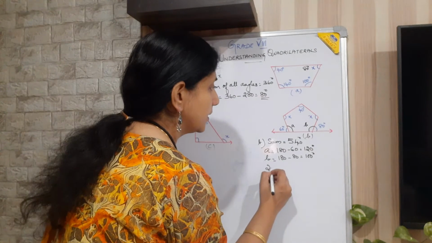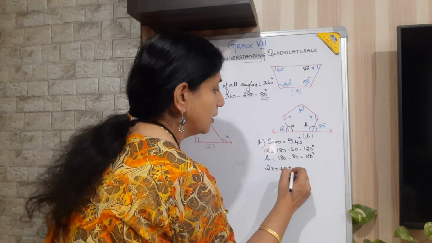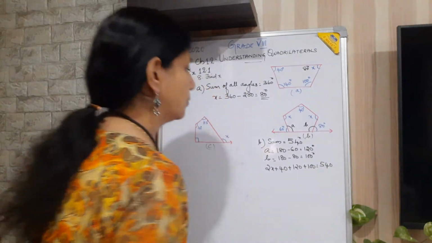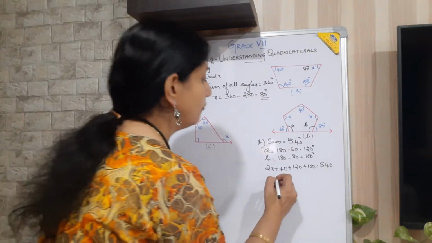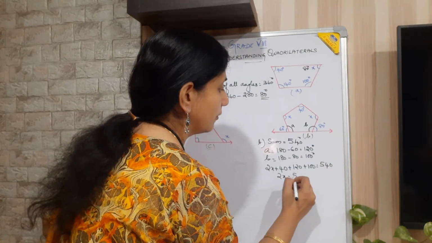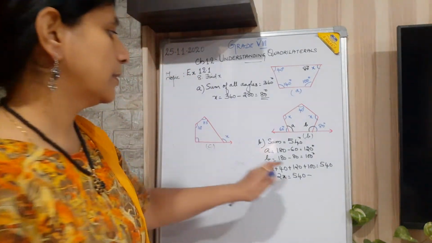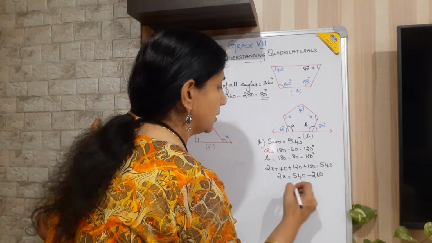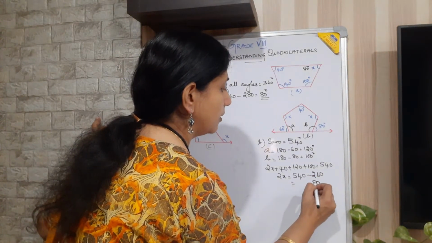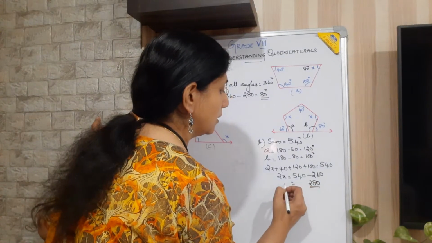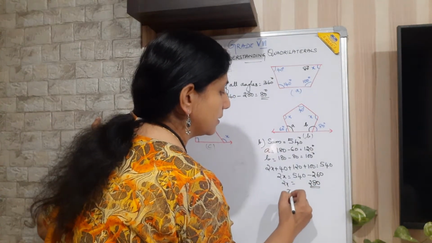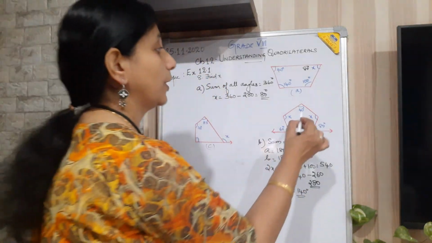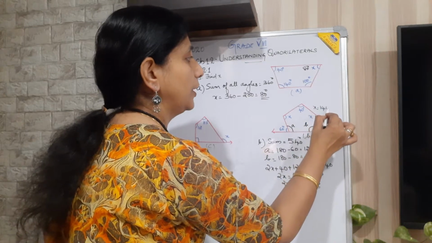So it is x plus x is 2x, 2x plus 40 plus 120 plus 100 should be equal to 540. So what is 2x? 2x will be 540 minus 100 plus this is 220, it is 260. So it is 0, 8 and 4. This is 280. So 2x is 280. So what is x? X is equal to 140 degree. So here you got the value for x. X is equal to 140 degree.